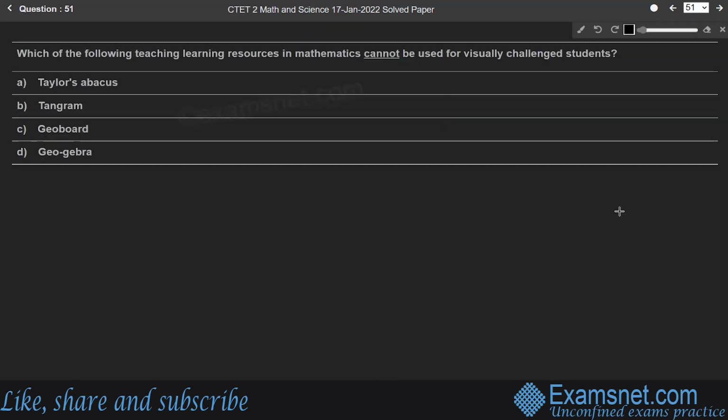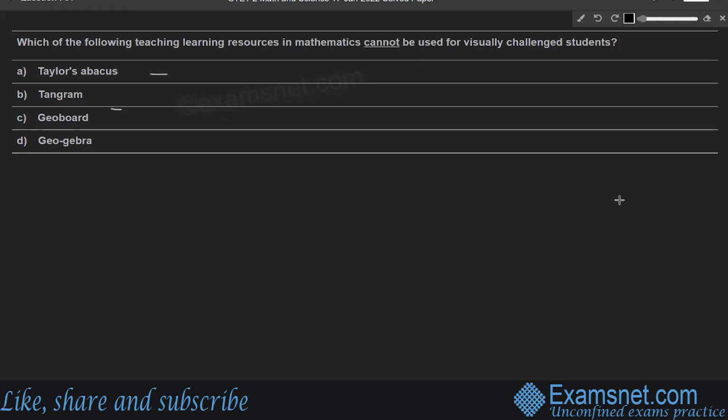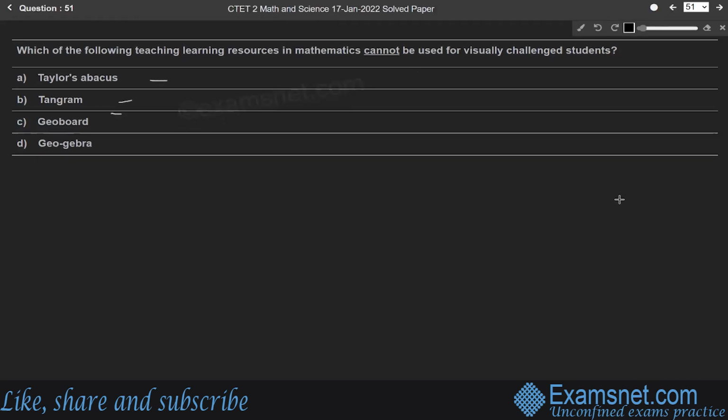Question 51. Which of the following teaching learning resources in mathematics cannot be used for visually challenged students? Here, resources that can be used for visually impaired children are Taylor's abacus, geoboard, and tangram. So GeoGebra cannot be used for visually challenged students. Hence, option D is the right answer. So what is GeoGebra here? GeoGebra is one of the most innovative open code math software.